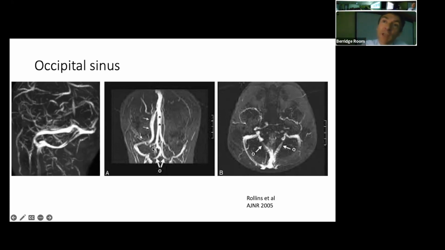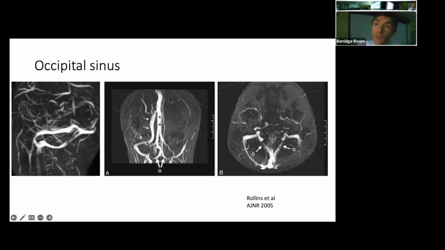And then they looked at the occurrence of this occipital sinus. I think it's present in about 10 to 20% of neonates, and then it drops down by the time you get to 5 or 6 years of age. It's more like 3 or 4%, and in adults it's quite rare to see this structure.